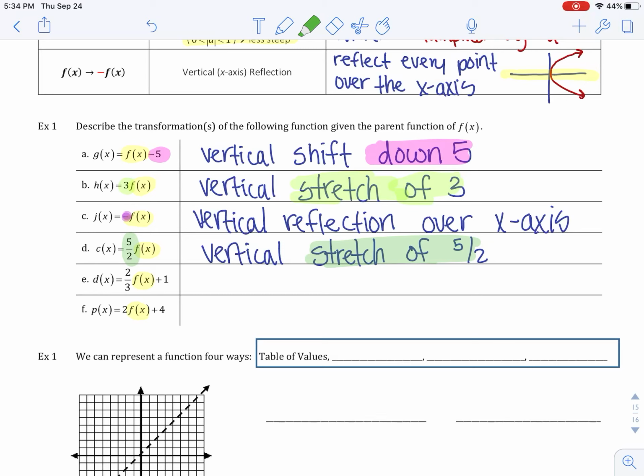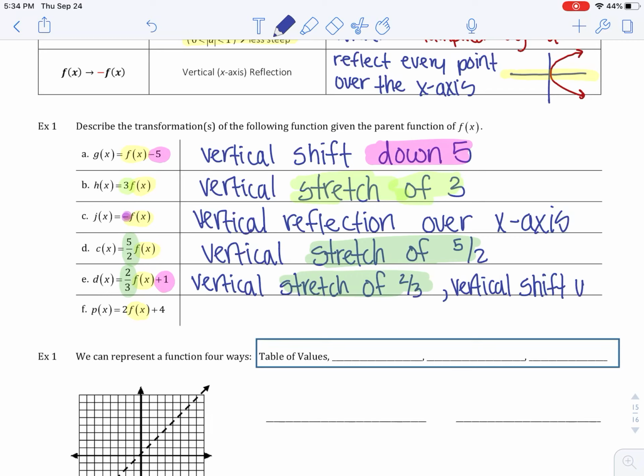Ooh, got a couple things going on here. So I have no negative. I have something in the beginning. So I'm going to start with a vertical stretch of 2/3. So we tackled that, comma, and then I had something at the end, right? At the end, they're not stretches, they are vertical shifts, and it's a plus 1, so up 1. Remember, vertical is up and down, no left and right, guys.